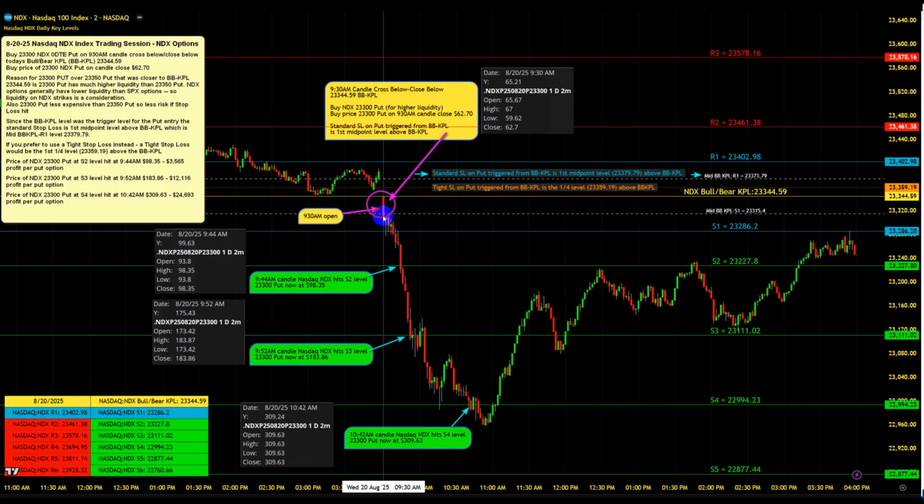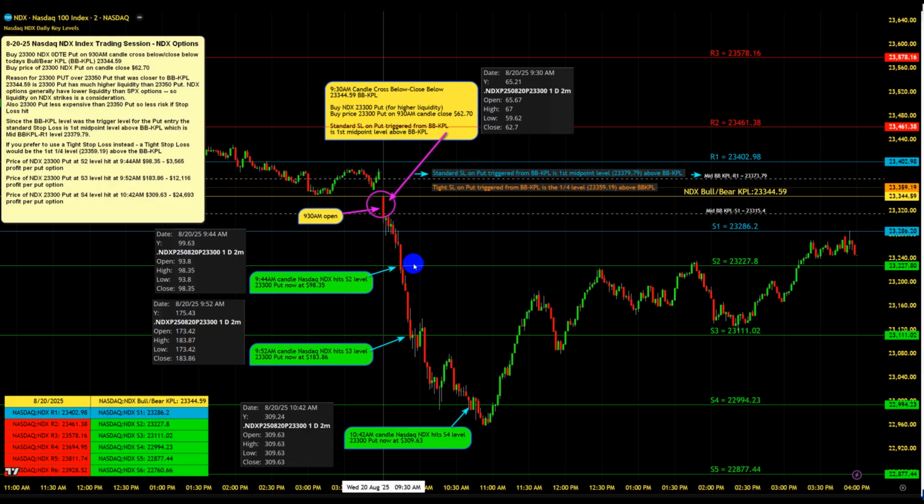Okay, as you can see here, the bearish momentum continued. We had this waterfall move down, and on the 9:44 a.m. candle, NASDAQ NDX hits the S2 level here, which we have as 23,227.80. The 23,300 put, which we bought at 62.70, is now 98.35. That gives you a profit at this point of $3,565.